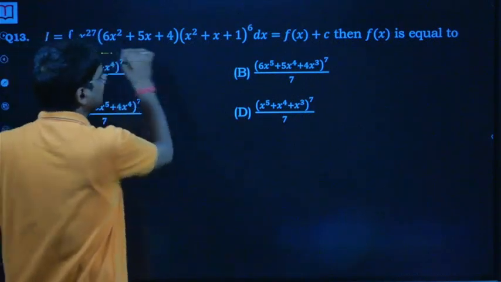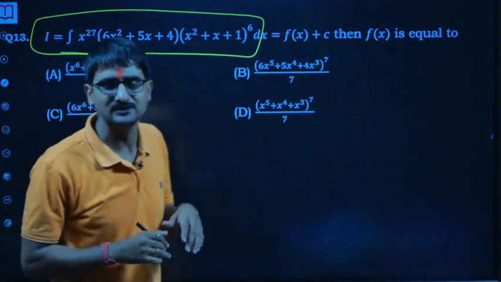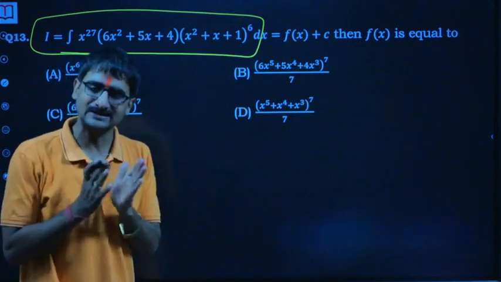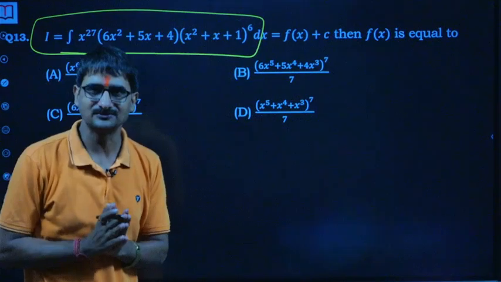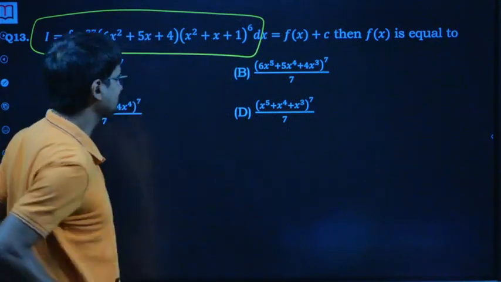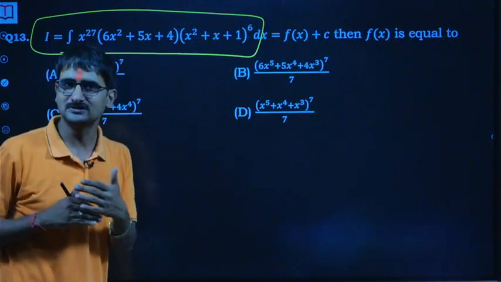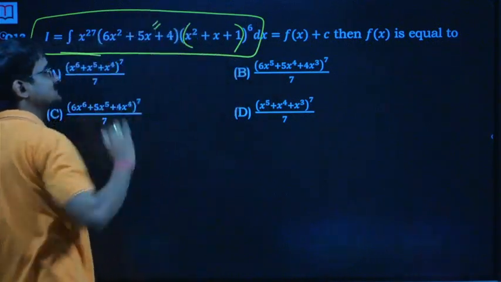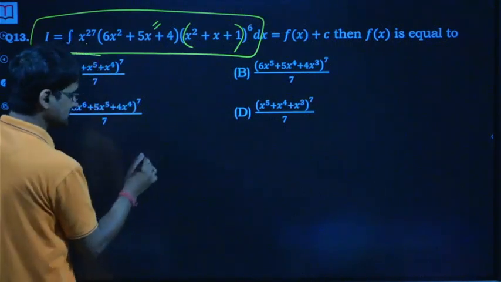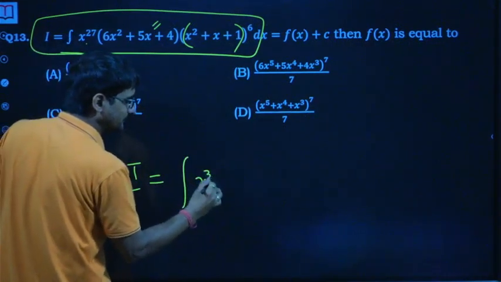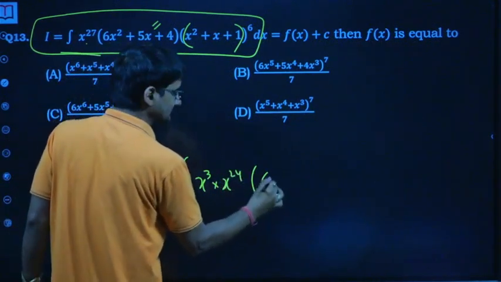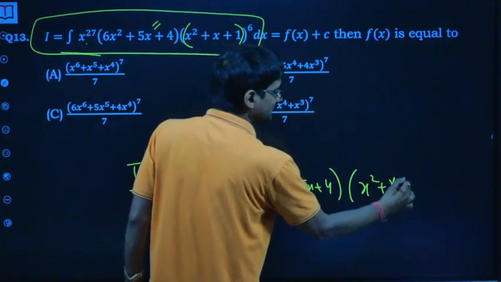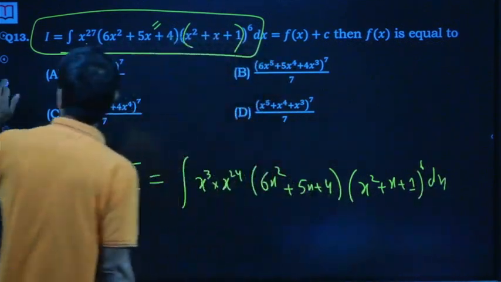Next question is again, see, that's a very typical, very common, old type of question, but it's still taken as a good question. Why? Because the purpose of this question is to think in the method of substitution, where what we try is, can we replace this thing by t such that we get this derivative here. To balance it out, we have x raised power 27, so I will write it as x cube into x raised power 24, 5x plus 4 x square plus x plus 1 raised to the power 6 dx.